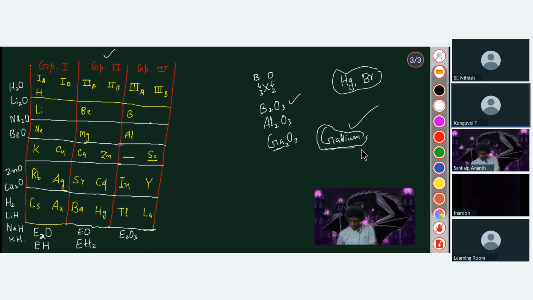Gallium actually exists in the solid state, but when you put it on your hand, it melts. A little temperature is required to heat it. Exactly, very little heat is required to melt it. So that's why it's also considered to be liquid. You have to remember this. Is it expensive? Can I buy it?